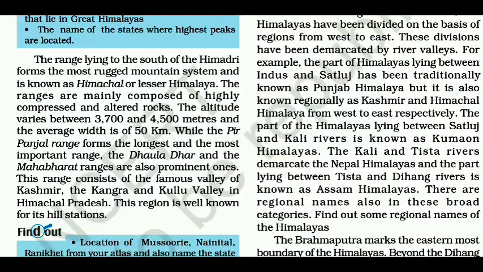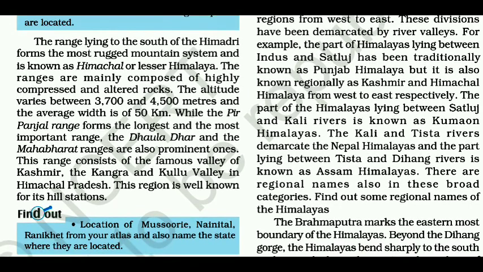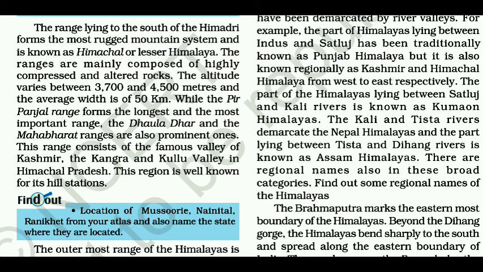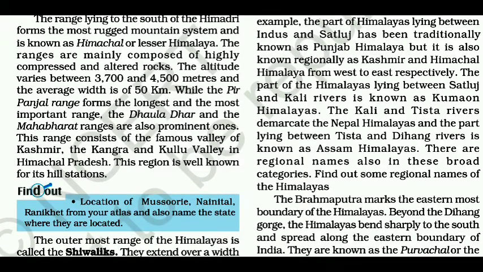The range lying to the south of the Himadri forms the most rugged mountain system and is known as Himachal or Lesser Himalaya. The ranges are mainly composed of highly compressed and altered rocks. The altitude varies between 3,700 and 4,500 meters, and the average width is of 50 kilometers. While the Pir Panjal range forms the longest and the most important range, the Dhauladhar and the Mahabharat ranges are also prominent ones. This range consists of the famous valley of Kashmir, the Kangra and Kullu Valley in Himachal Pradesh. This region is well known for its hill stations.